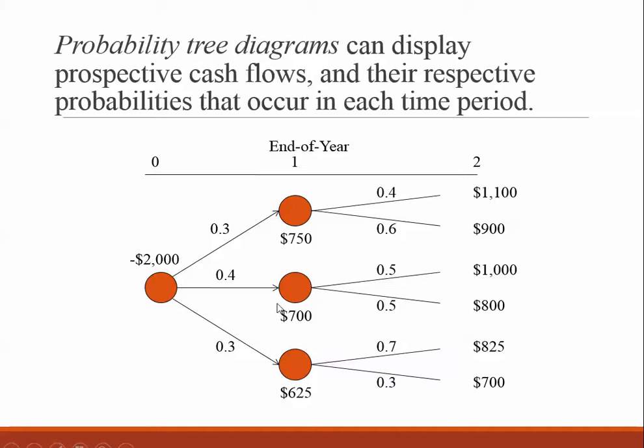If what ends up happening is I make $700, then I'm going to have either $1,000 or $800, and there's a 50-50 chance. And if I end up making the $625, not that I go for it, it's not a choice I'm making, it's being made for me, then there's an option that in the second year it'll be as high as $825 or as low as $700. So how can we analyze this? This is great and all, but seems a little complicated.